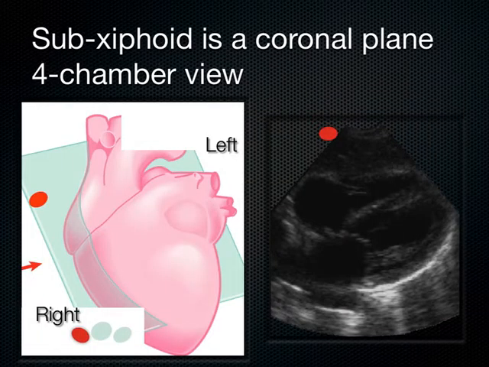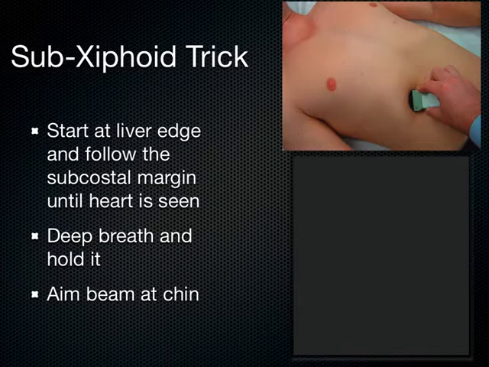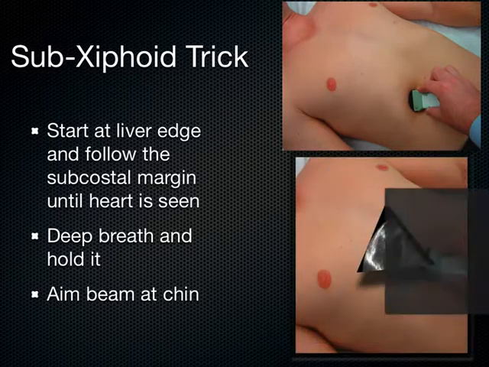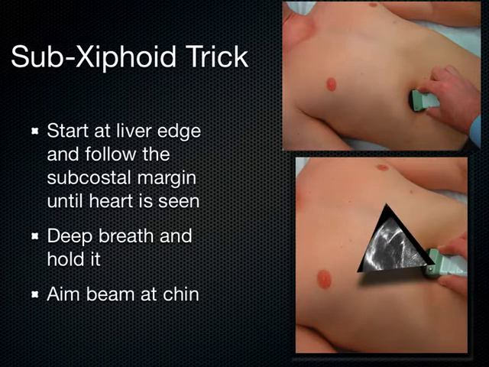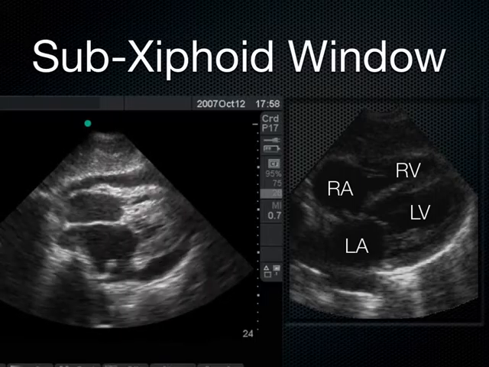We can see the 4 chambers there. This is the right ventricle, right atrium, left atrium. Here's the posterior wall of the left ventricle. The apex is over here, and this is all the liver. Now, the trick to seeing that subxiphoid view is start over at the liver edge and follow it up into the subxiphoid margin. And so you look first at the liver, using that as your window, and then once you're in that subxiphoid notch, have the patient take a deep breath and hold it, aim the beam towards the chin, and this is what you see.